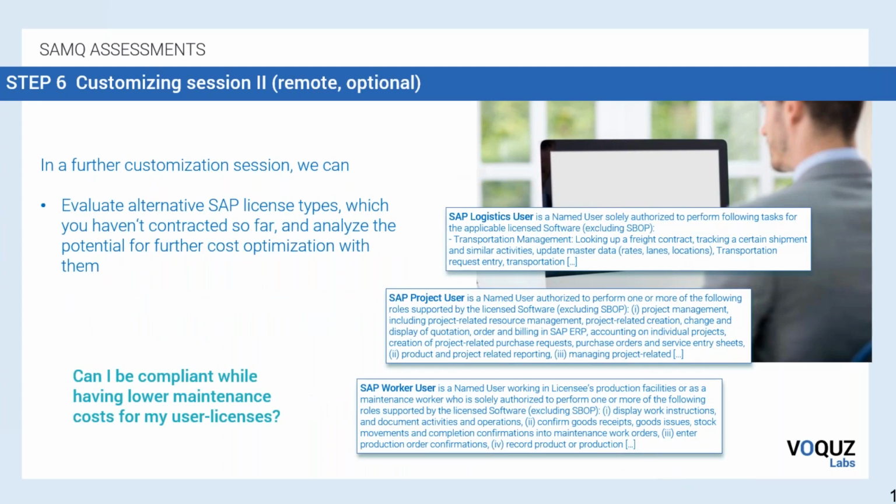We do a secondary customization. Again, we fine-tune this. So we also look at the alternative user license types, which you maybe haven't contracted. We do this because you can also take the outcome of this and apply this to further optimize your costs. Okay, it's important to understand there are 3 different other named user license options available: logistics, project, and worker. These are the definitions for each of those, and you can still be compliant but maintain a lower cost license. So instead of running everybody at a professional user license, there are alternatives for you to run cheaper license types.